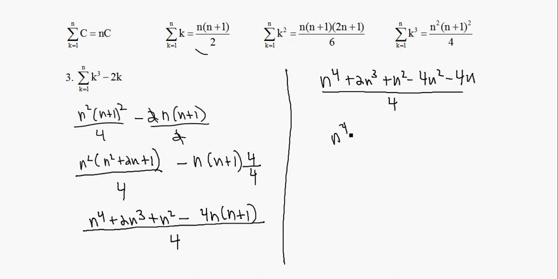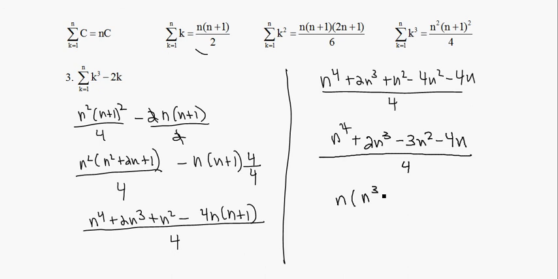Collecting like terms, I get n to the 4th. It's a sad looking 4. Let's just erase that, make it look better. There's no other 2n cubes. This 4 looks the same. Minus 3n squared minus 4n all over 4. I'm just going to factor out an n, so n times n cubed plus 2n squared minus 3n minus 4 all over 4. Not factorable, so we're going to leave it like that.